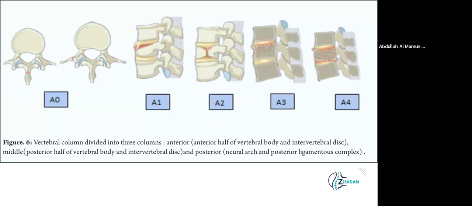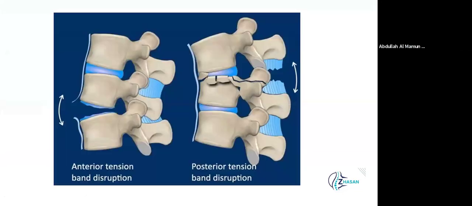Okay, so now we move to B-type injury. This is the tension band which I talked about earlier. When the anterior longitudinal ligament is ruptured, this is called anterior tension band disruption. And when the posterior tension band is disrupted, it includes the posterior ligamentous complex: the supraspinous ligament, interspinous ligament, facet joints, ligamentum flavum, and posterior longitudinal ligament.